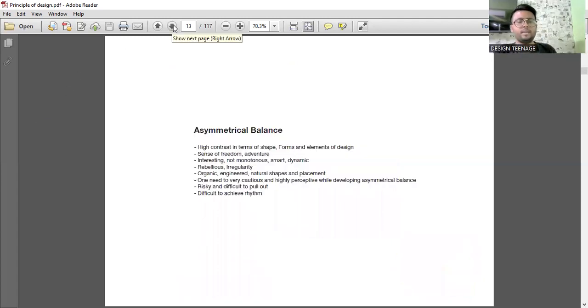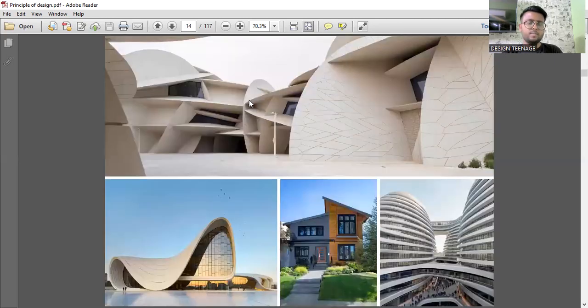So looking into asymmetrical balance: high contrast in terms of shape, forms, elements of design; a sense of freedom, adventure, interesting, non-monotonous, smart, dynamic, rebellious, irregularity, organic, engineered, natural shapes and placement. One needs to be very cautious and highly perceptive while developing asymmetrical balance. It is risky and difficult to pull off, and difficult to achieve rhythm. So these are the things that we need to keep in mind while talking about asymmetrical balance.